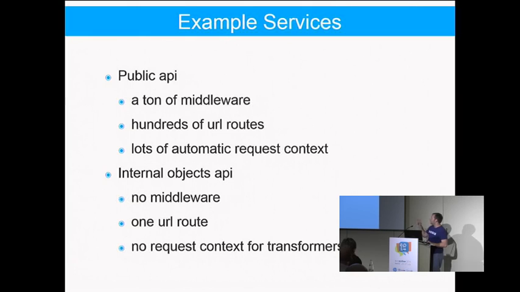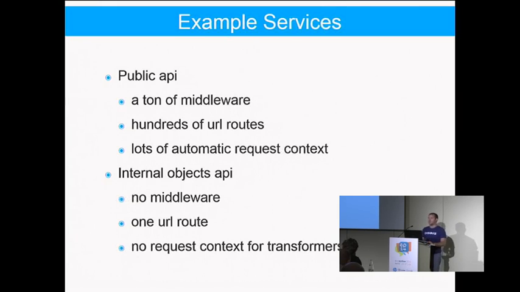So two examples of services. We have our public API, which is disqus.com/API. It's how we use our own product in the wild, and it's also how anyone that wants to integrate with it uses it. It has a ton of middleware, I think dozens of them. It has over 300 URL routes, and it has several things that automatically get loaded for templates.